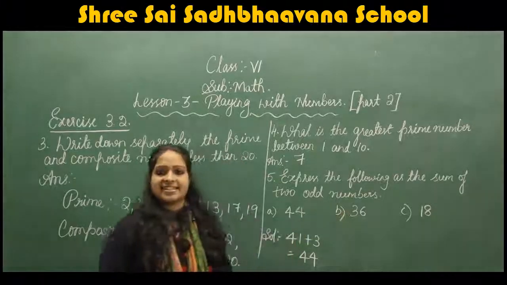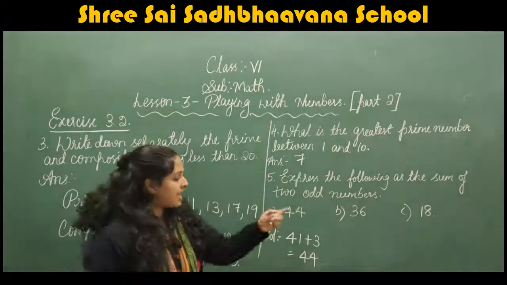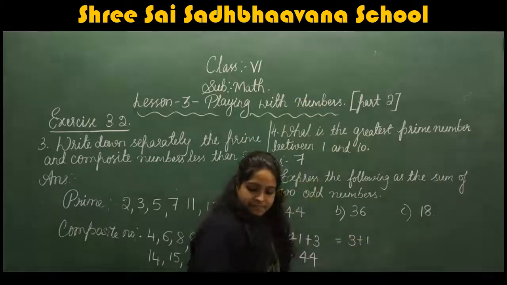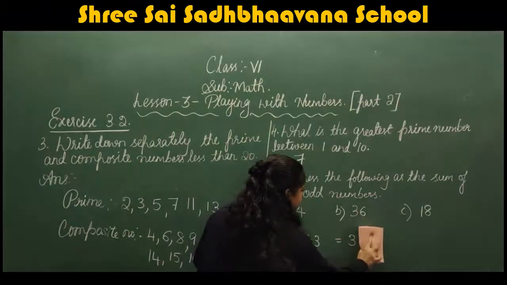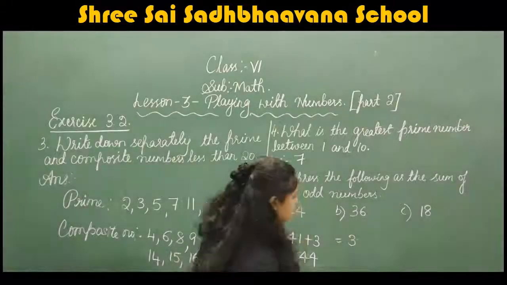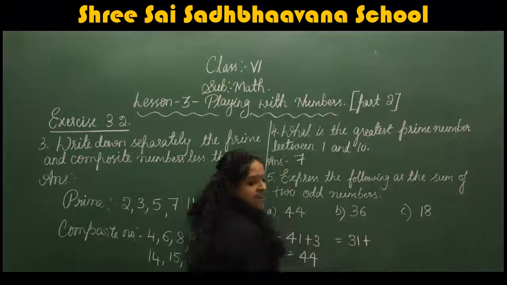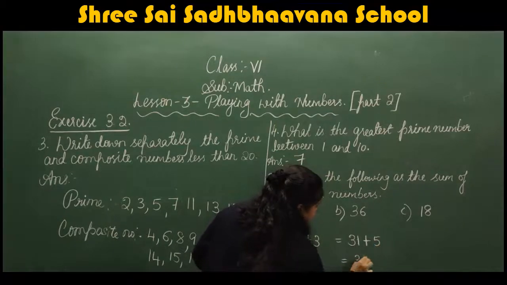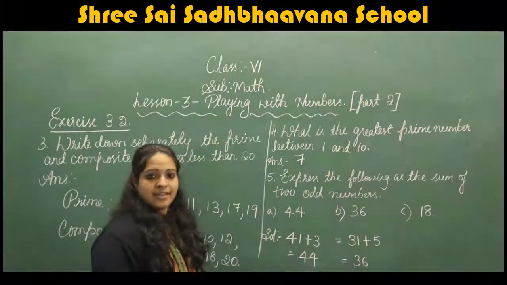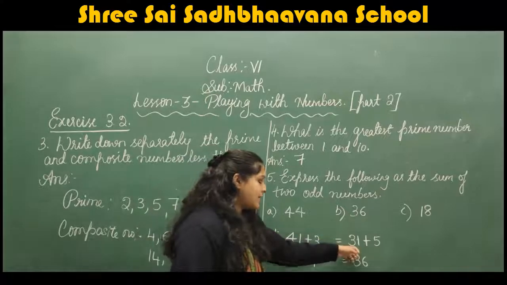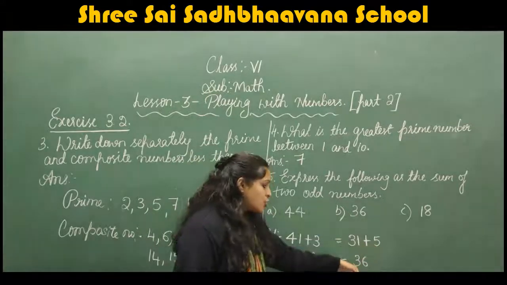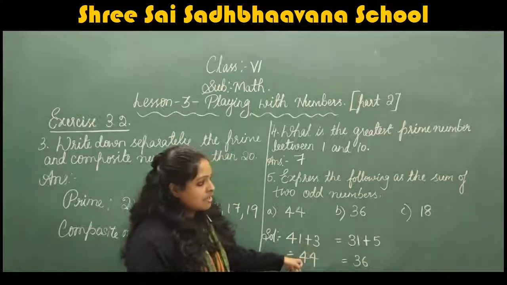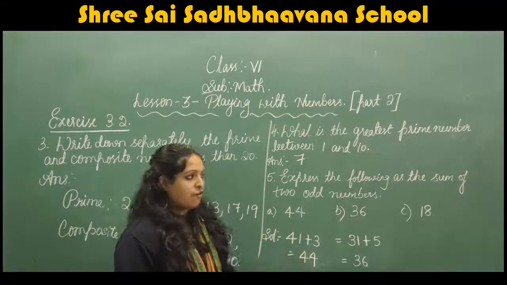Coming to the 36. How can I do that? I can do it like this. 31 plus 5. So that is nothing but 36. Okay? Yes, 31 is an odd number, 5 is also an odd number. So you will get 36. Here 41 is an odd number, 3 is also an odd number. So that you can get 44.